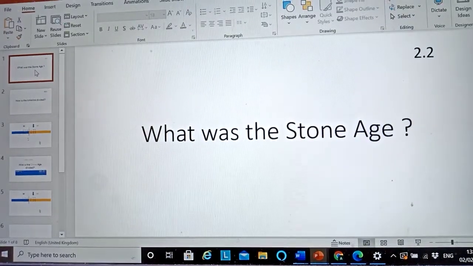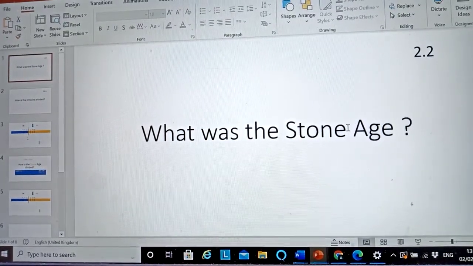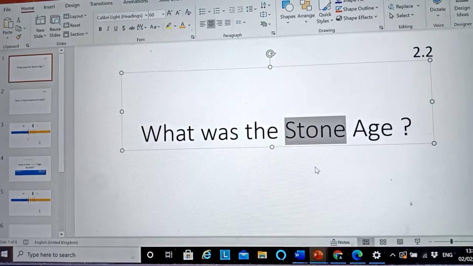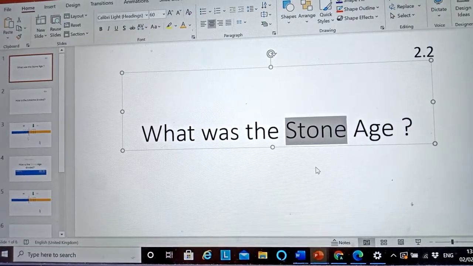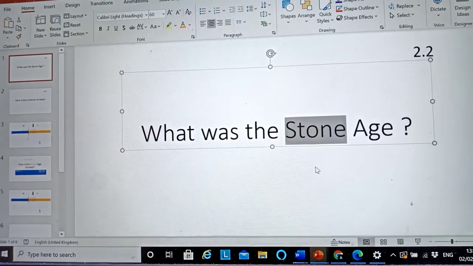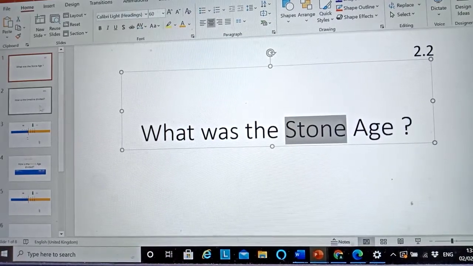In Humanities today, we're looking at the Stone Age. And the reason why we call it the Stone Age, not the Iron Age or the Bronze Age, is because in the Stone Age, people didn't know about metals. They didn't know how to make tools out of anything other than stone. So it's called the Stone Age because they used stone.